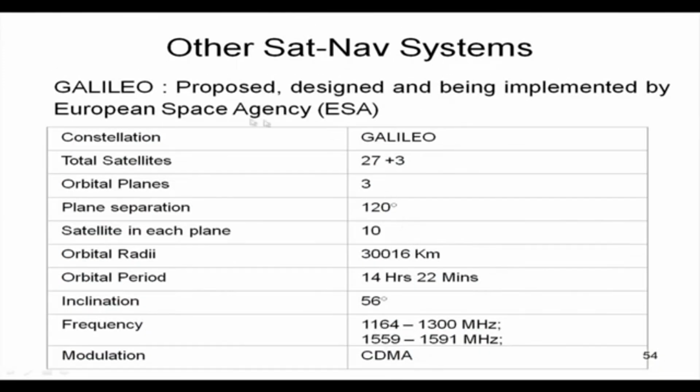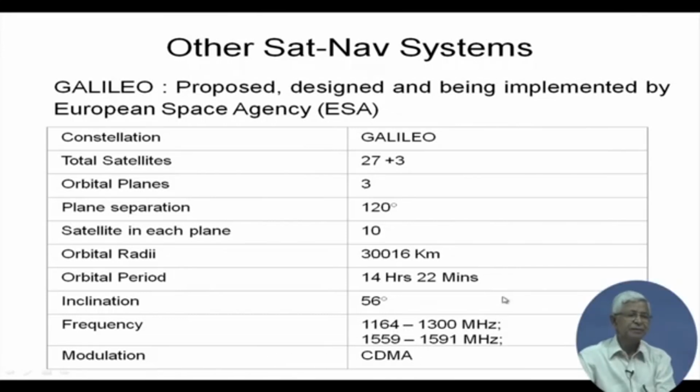Galileo, which is from the European Space Agency, has 27 plus 3 satellites. These 3 are extra satellites on orbit as spares, and 3 orbital planes, 120 degree separation of the planes, and 10 satellites per plane. This is a slightly higher orbit, 30,000 kilometers, based again on their requirement. And 14 hours 22 minutes is the orbital period. Inclination is 56 degrees, and frequencies of 2 different transmissions are given, and modulation is CDMA.